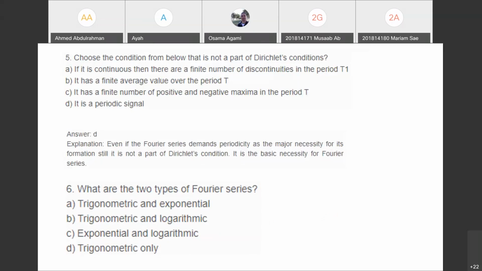Now, what are the two types of Fourier series? I just mentioned it minutes ago. Trigonometric and exponential. Trigonometric because the real one has sine and cosine, and exponential because the complex one has e to the minus alpha x or nx, right? Yes, it is A.